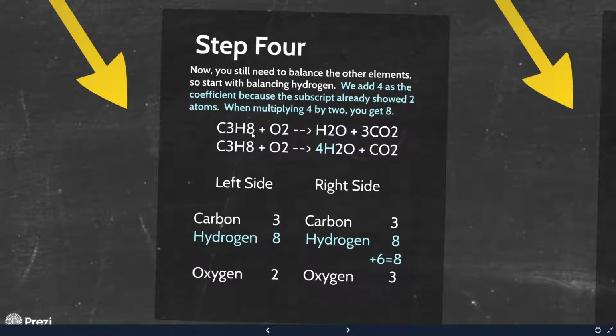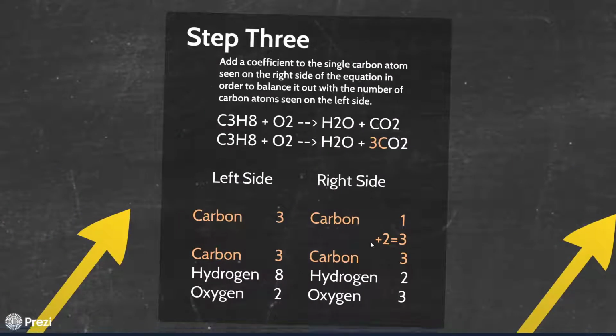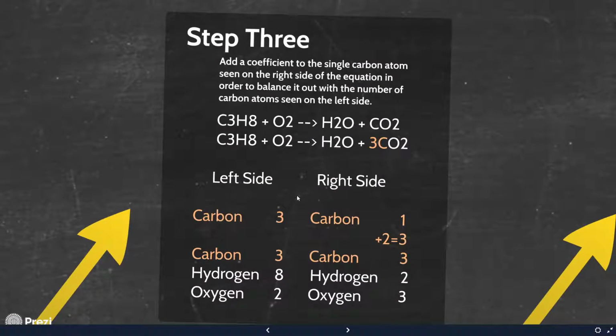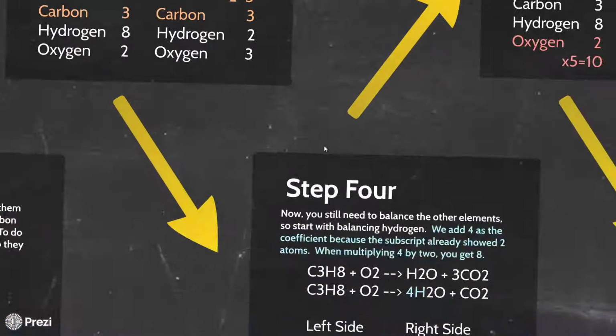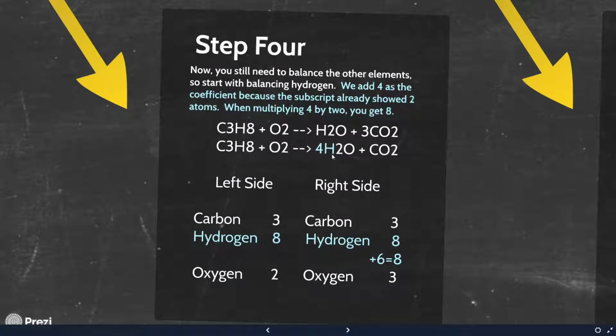Then what you're going to do is add a coefficient to the next one down, which is going to be hydrogen. So hydrogen, we need to transform it from 2 hydrogen to 8. In order to do that, we'll have to multiply by 4. So we're going to add a 4 as the coefficient in front of the hydrogen here, and that's going to change it to 8.